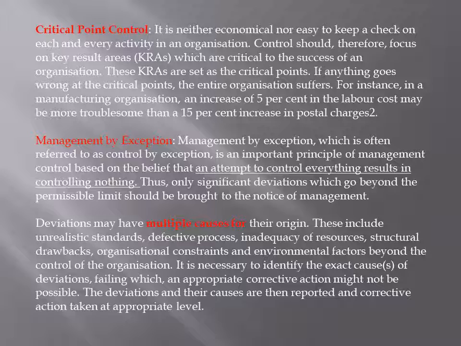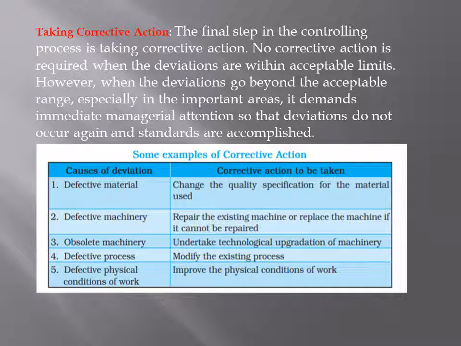inadequacy of resources, maybe some defective process, maybe some organizational constraints. So it is necessary to identify the exact cause of the deviation, and if one is not able to find out the exact cause of deviation, then the controlling process will not be successful. Now deviations are being found, but to do the next, one has to take corrective measures. So corrective measures will be taken.